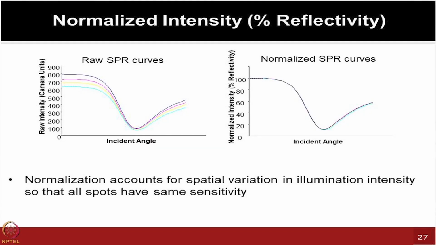So then you have to normalize them again, so that everything you see is comparable. You can see the intensities look different here for different angles. Now you have normalized the SPR curves, and everything now looks the same. Then you have the opportunity to compare their signals.